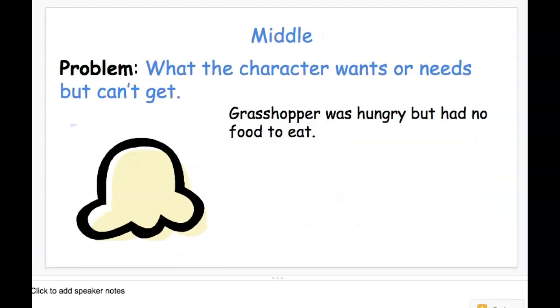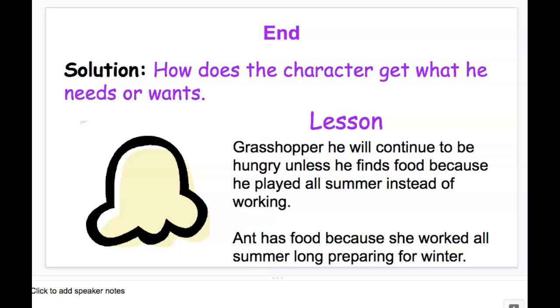Middle talks about the problem, what the character wants or needs but can't get. Grasshopper was hungry but had no food to eat. The end, the solution. How does the character get what he needs or wants? He didn't. He didn't get the food. There was no solution. However, there was a lesson. Grasshopper, he will continue to be hungry unless he finds food because he played all summer instead of working. And Ant has food because she worked all summer long preparing for winter.